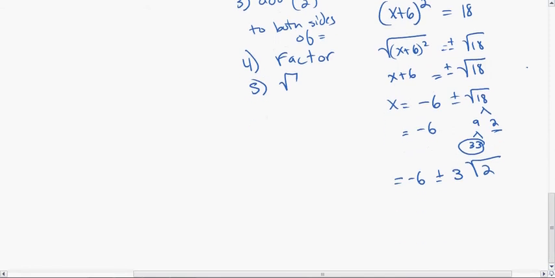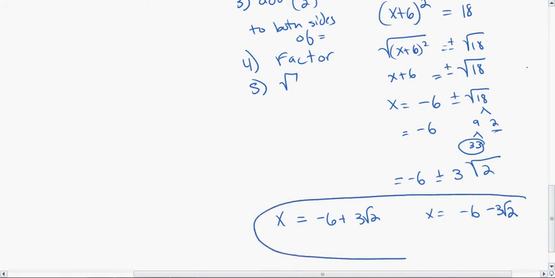So 2 possible answers for this problem. x equals negative 6 plus 3 times the square root of 2. And x equals negative 6 minus 3 times the square root of 2. Not 3, 2. There are my answers.